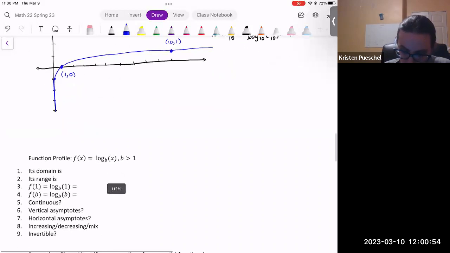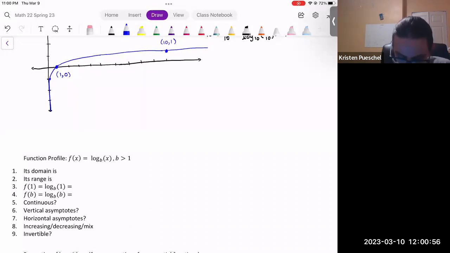So let's do a quick rundown of the information about this function. If we have f of x equals log base b of x, where our b value is greater than 1, its domain is going to be 0 to infinity. Its range is going to be negative infinity to infinity. Log base b of 1 is always 0, and the log base b of b is always equal to 1.